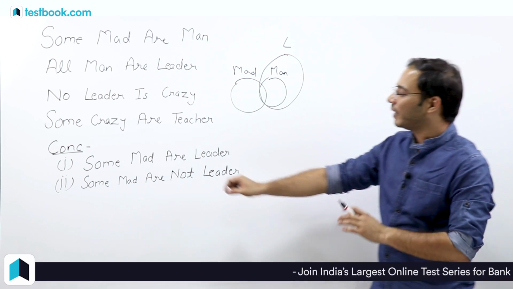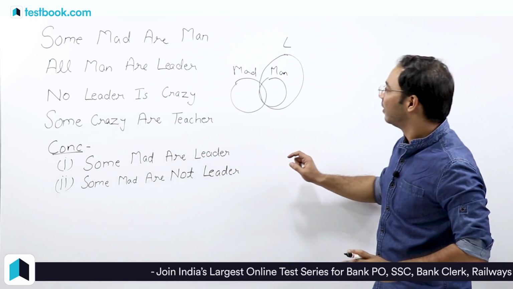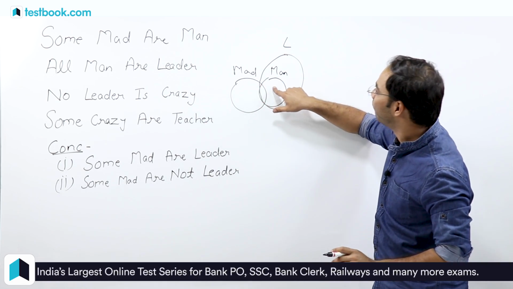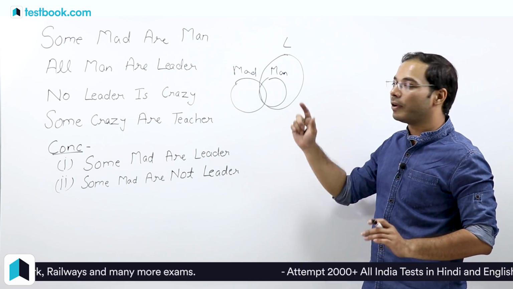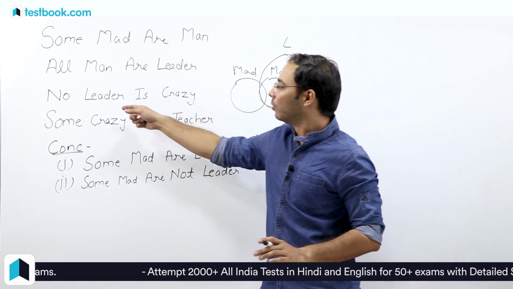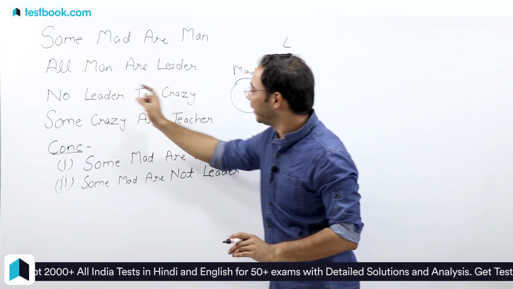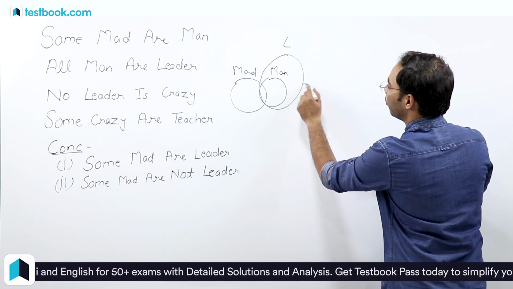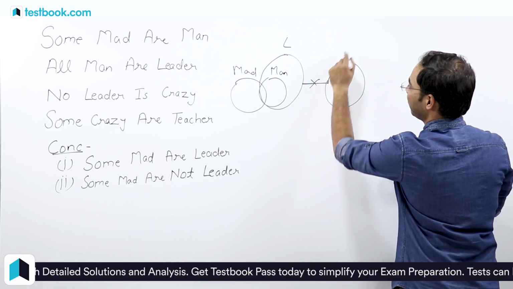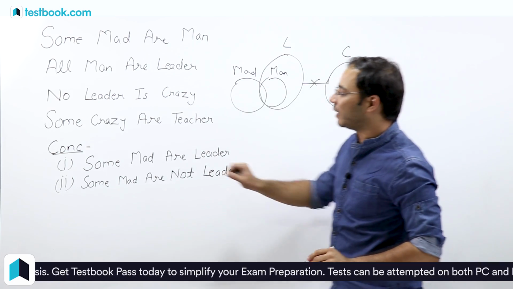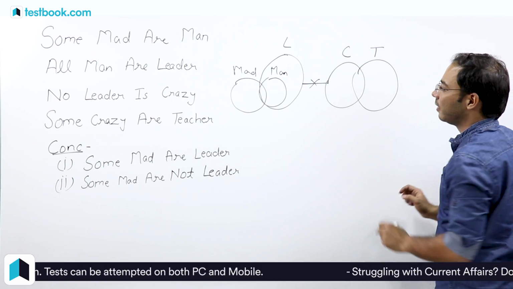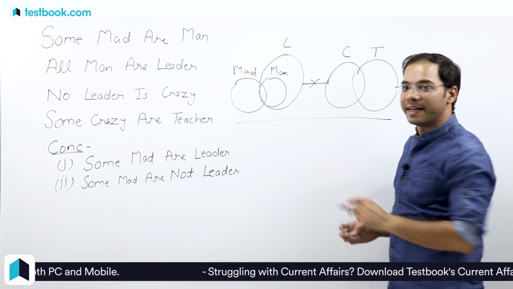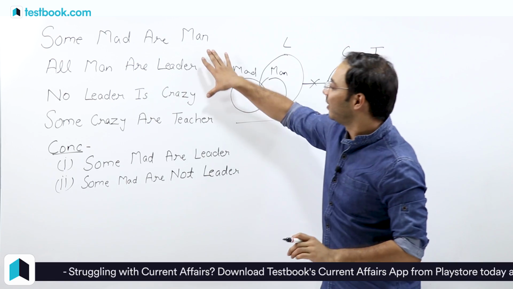After that there is a statement some crazy are teacher. Now we have mad, man and leader, but we don't have crazy and teacher here yet. So we will make first diagram for no. Now statement is no leader is crazy. Okay. Now last one is some crazy are teacher. So some crazy are teacher. This will be our least possible Venn diagram for these statements.